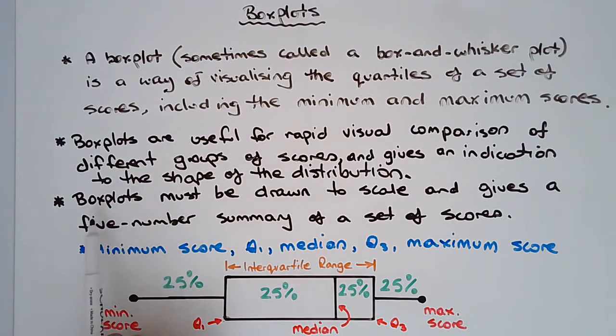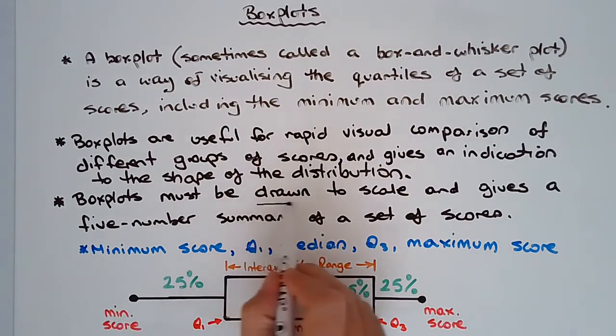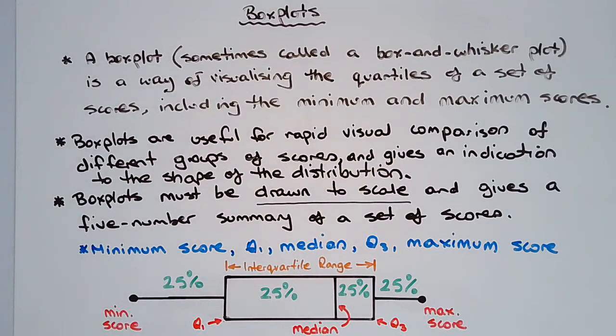Now, drawing a box plot must be drawn to scale. I'm just going to stress this a little bit here. In the example, I'll show you one way of doing that. It actually gives what we call a 5-number summary of a set of scores. So what is this 5-number summary? There are 5 very special points.